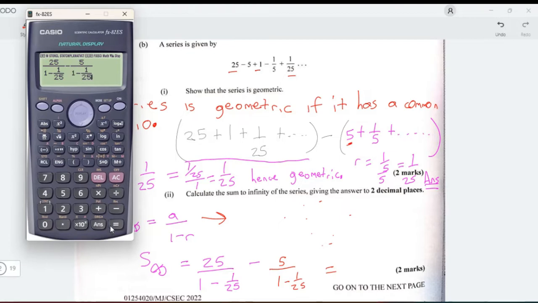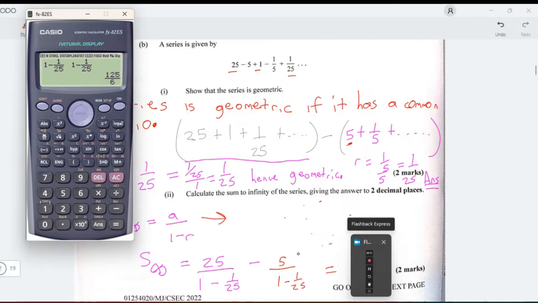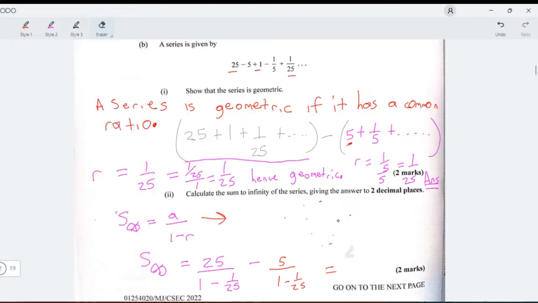Minus 5 over 1 minus 1 over 25. And that is 125 over 6. So that's the sum to infinity. Sum to infinity is 125 over 6, or some might say 20 and 5 over 6. That is it. Nice.